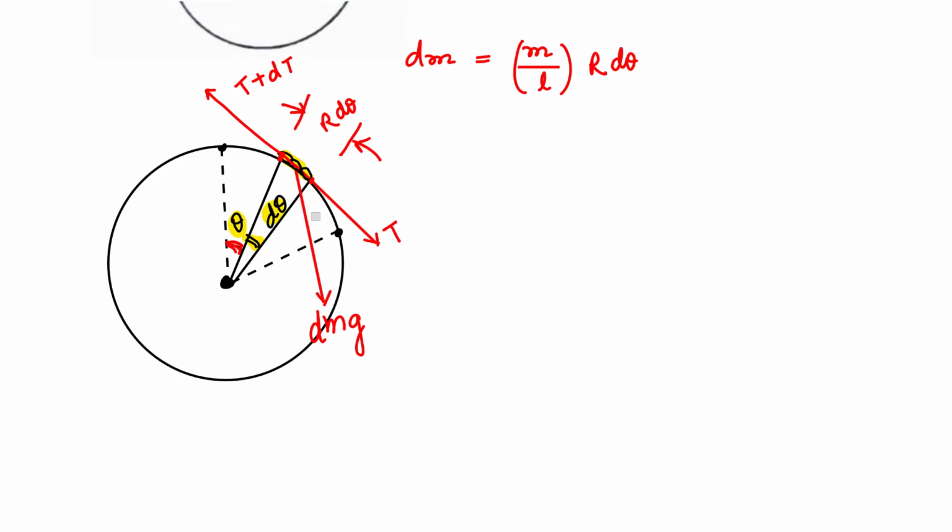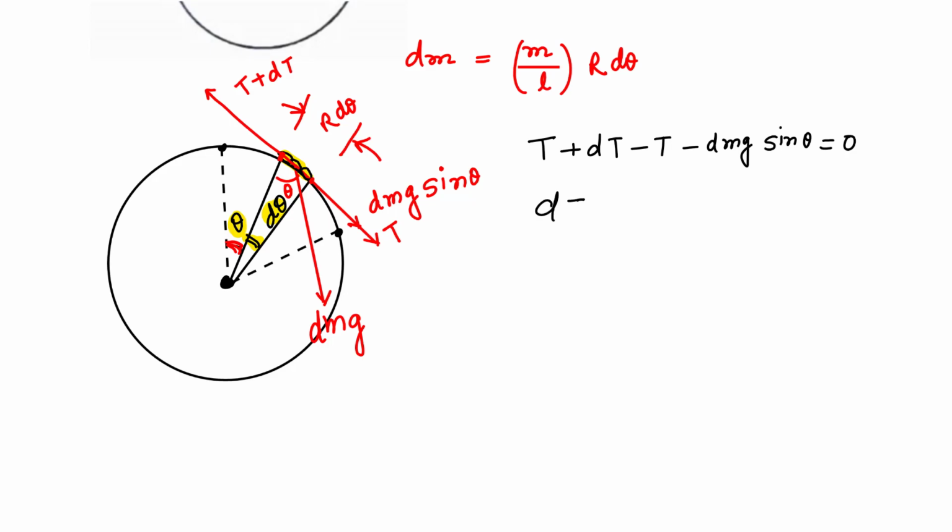Not this angle, basically this angle. So this angle is theta, then this angle will be theta. So this angle will be basically 90 minus theta. So the component of dmg in this direction will be dmg sine theta. So now if you balance forces, then you can say T plus dT minus T minus dmg sine theta is equal to 0.